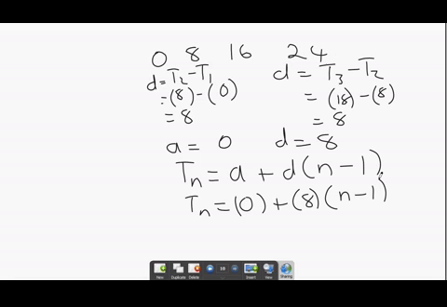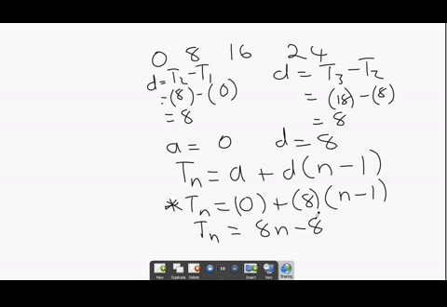So essentially this is the equation that we would normally use. Remember, for any calculation we would normally use this one, but we can go ahead, because they want the general term, to try and simplify. So 0 is 0, so it's going to be 8, and then we remove the bracket, 8n minus 8. So that will be your general term.